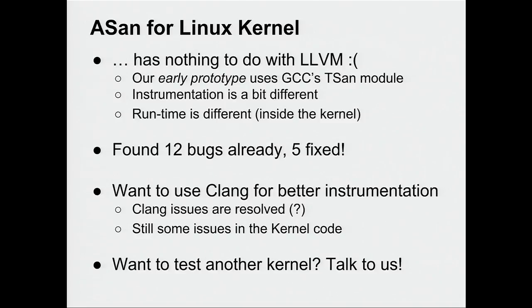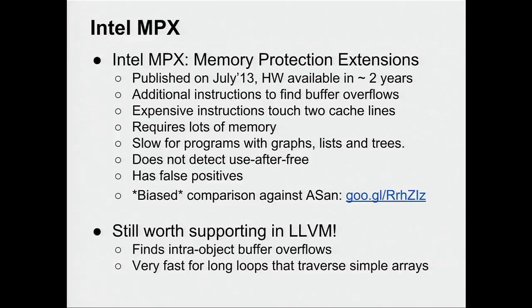We really want to use Clang instead of GCC for better instrumentation and for more features in the kernel. I don't really know today's status. Last time I checked, we knew that the Clang issues are resolved, but there are some issues in the kernel itself. So if you have some other kernel and want to try AddressSanitizer, talk to us. So this is a little bit of grumbling.